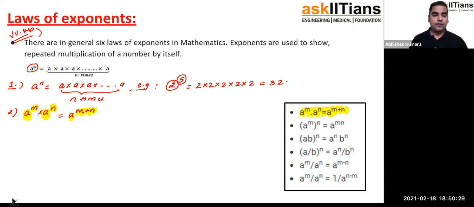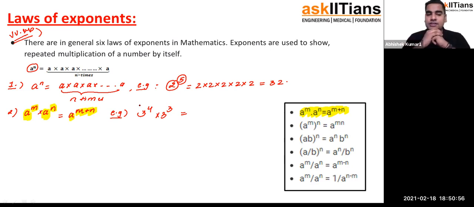Okay. For example, if they are asking me to, let's say, solve this 3 raised to the power of 4 multiplied by 3 raised to the power 3. Okay. Then there are two ways to do it. Either you can solve 3 raised to the power 4 separately, you can solve 3 raised to the power 3 separately, then multiply both of them. That is the first approach which is in front of you.